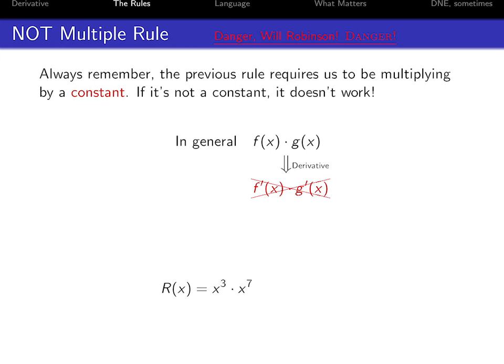So, for example, if we had capital R of x equals x cubed times x to the seventh, we couldn't just say, oh, that's 3x squared times 7x to the sixth. That doesn't work. We can't separate it as multiples and go, oh, we can take the derivative of each one separately. No, it only works with a constant. What we have to do instead is combine them into one thing. X cubed times x to the seventh is x to the 10th. So now we can apply the power rule. Derivative of that, we get 10x to the 9th.